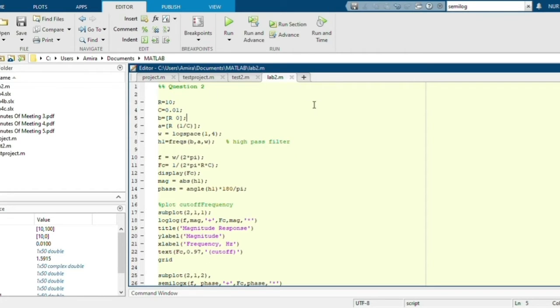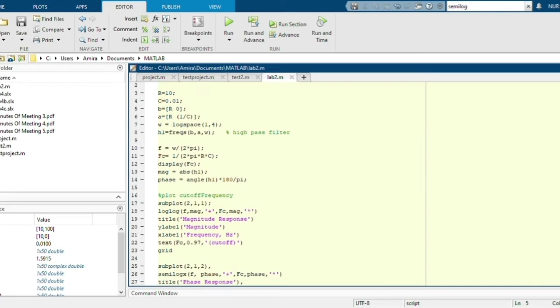I will explain question 2. Based on question 2, R is 10, C is 0.01, and B and A are the formula for the high pass filter, because based on figure 1 it is a high pass filter. So logspace is for a row vector logarithmically spaced between decades. F is the formula for frequency, FC is the formula for cutoff frequency, Mag is the formula for magnitude, and phase is the formula for phase.